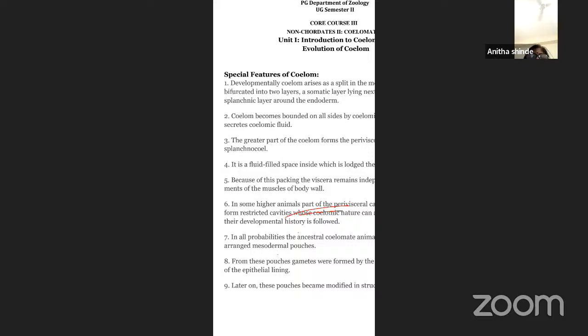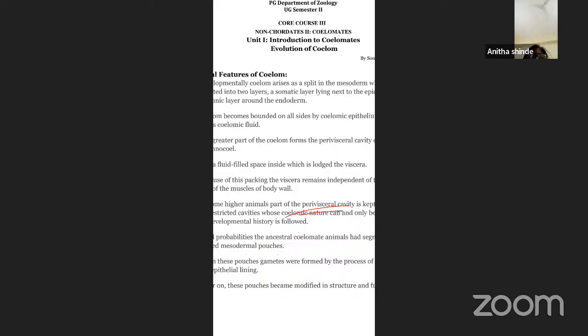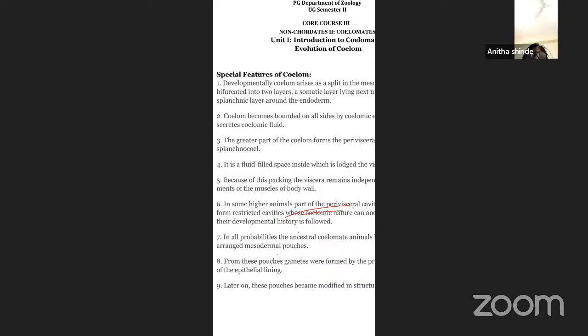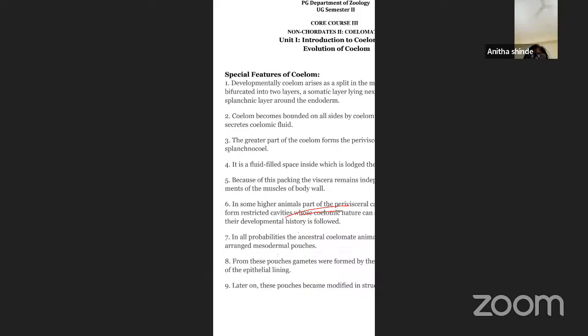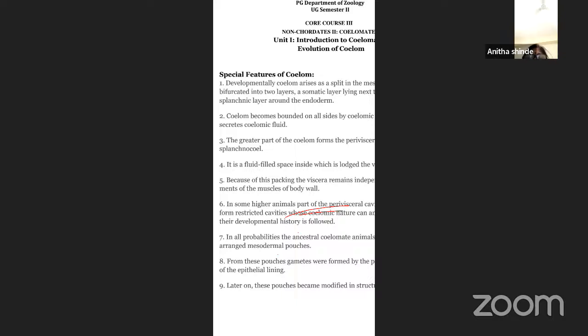So the coelom becomes bounded on all sides by the coelomic epithelium, which secretes the coelomic fluid. The greater part of the coelom forms the perivisceral cavity or the splanchnocoel. So what is coelom? It is a fluid-filled cavity, and the fluid present is the coelomic fluid. The greater part of the coelom forms the perivisceral cavity or splanchnocoel, a fluid-filled space lodged around the viscera.